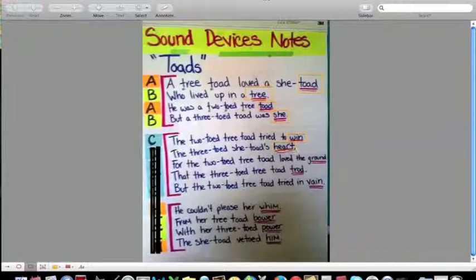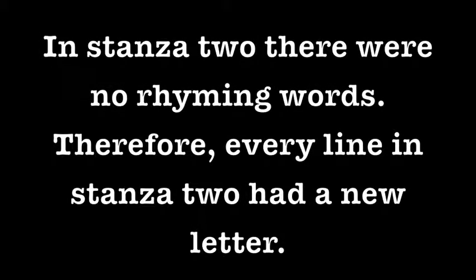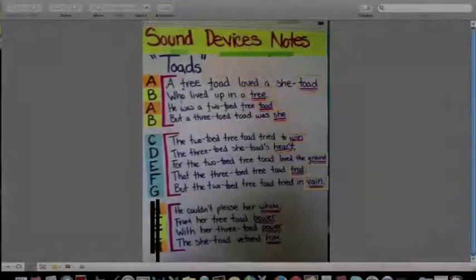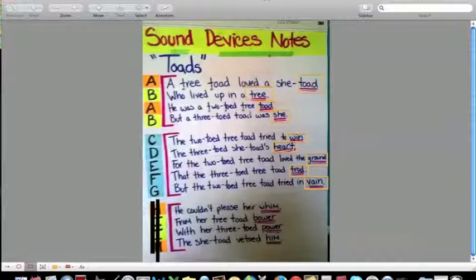Our next word is heart. Does heart rhyme with any word before it? Does heart rhyme with when, she, toad, tree, toad? No, it does not. So we'll continue down the alphabet. We only use the same letters when the words rhyme, because we're trying to track a pattern. If the words do not rhyme, then we will use the next letter in the alphabet. So this one is D. Up here, everything was rhyming with something before it or after it, so we kept repeating. But down in stanza 2, none of those words rhyme with any other words in this poem, so they all get their own letter. Let's go to stanza 3.